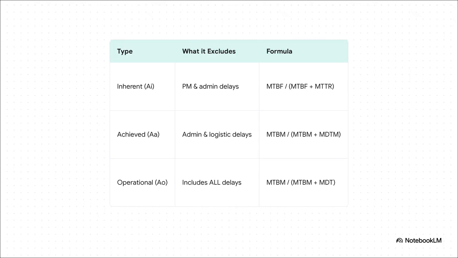So, inherent availability, that looks at the ideal performance based on the machine's design, stripping out maintenance. Perfect for an engineer deciding what equipment to buy. Then there's achieved availability, which brings in mean time between maintenance, or MTBM. It looks at how effective your maintenance program is, but it ignores things like waiting for parts. And finally, operational availability. This is the whole shebang. It includes all the delays, giving a plant manager the stone-cold truth of what's actually happening on the floor. The point is, you pick the lens that fits the problem you're trying to solve.